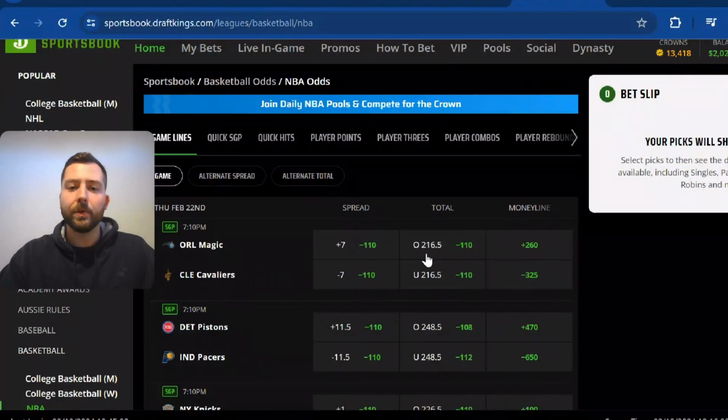Now we have the total. This is the total amount of points scored in this game. So if you bet the over 216 and a half, you need to score at least 217 points combined total for both teams to win. On the other hand, for the under, you would need less than 216 and a half points scored. Now with this number and the spread number, overtime is included. So if there's 200 points scored in regular time and then another 20 points scored in overtime, the over will be the winning bet.